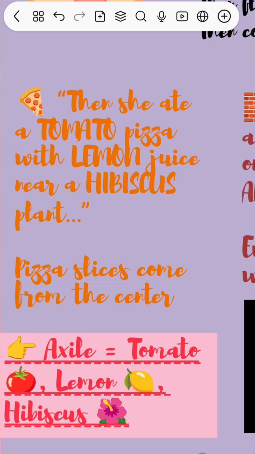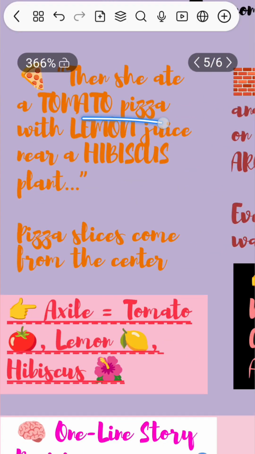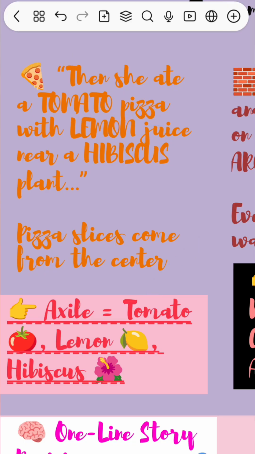The pizza slice comes from the center, right? From the center only will you pull the pizza and eat. So from the center there's a partition. So you should understand what type of placentation it is. This is axile. So tomato pizza for tomato, lemon juice for lemon, and hibiscus plant for hibiscus flower.